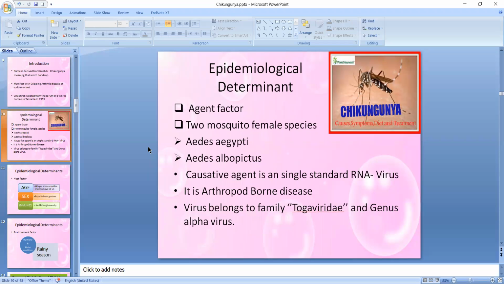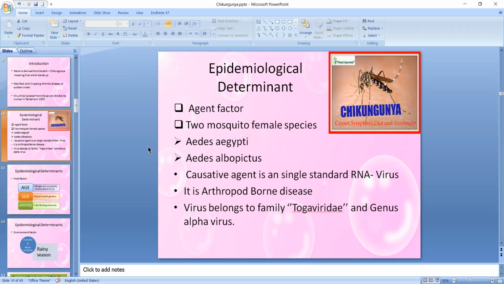Now we discuss the epidemiological determinants. Basically, there are three factors: agent factor, host factor, and environment factor. Now we discuss the agent factor. Two female mosquito species are responsible for spreading chikungunya fever. One is Aedes aegypti and the other is Aedes albopictus.